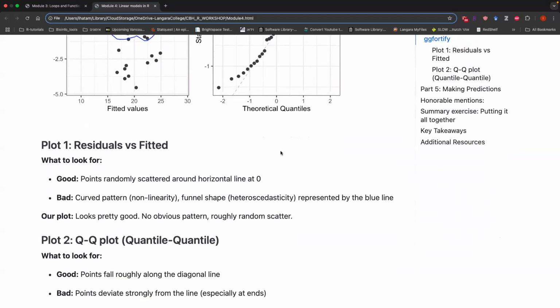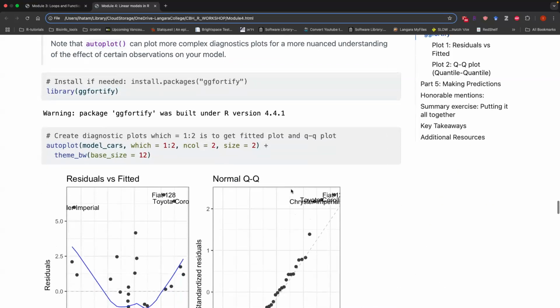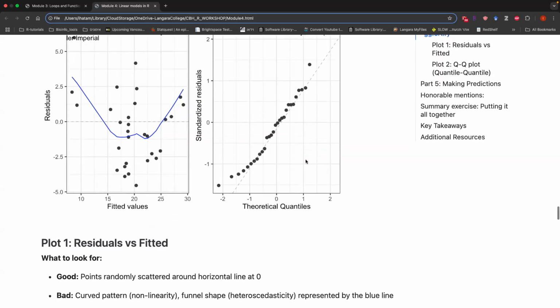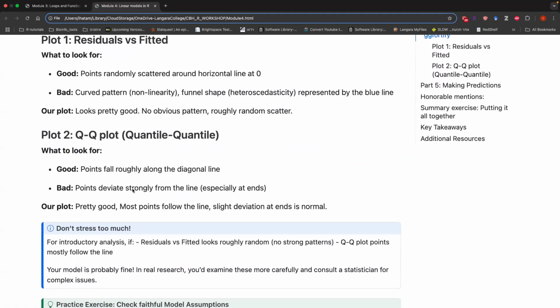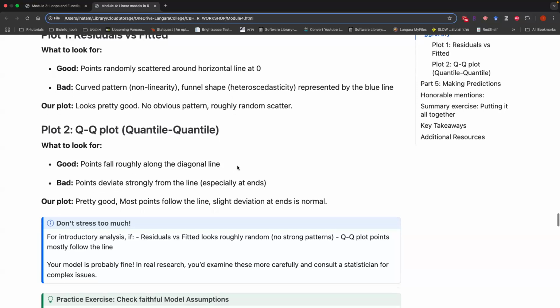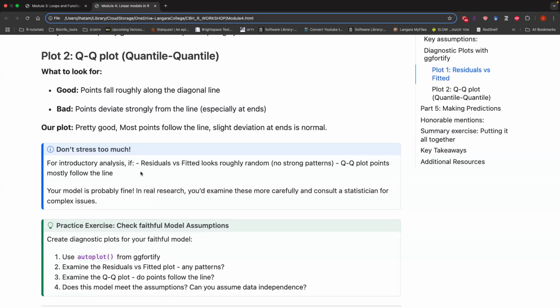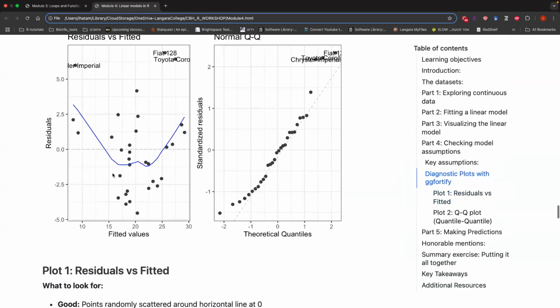And then the next one is the QQ plot. That's plot number 2. We can see it here. If they're normally distributed, they should run along a 45-degree diagonal line. And that's kind of what we're seeing, except for the ones towards the fringes. So generally, it looks good. Points fall roughly along the diagonal line. So this is our introductory analysis, and we can get by squinting and saying that things look good here.